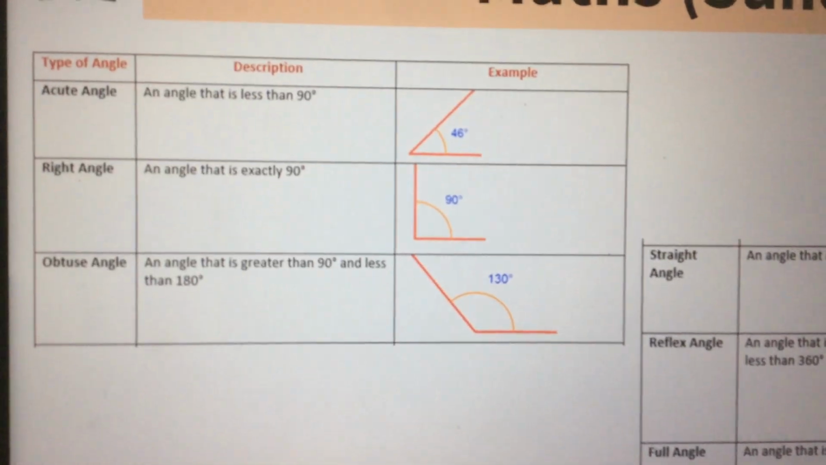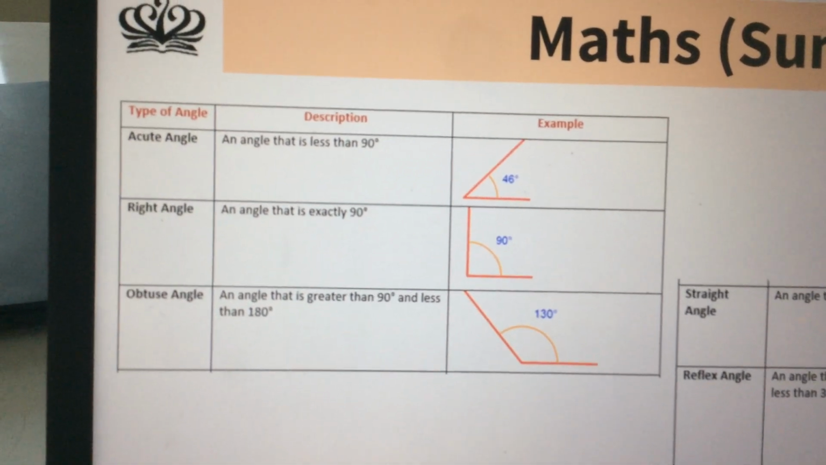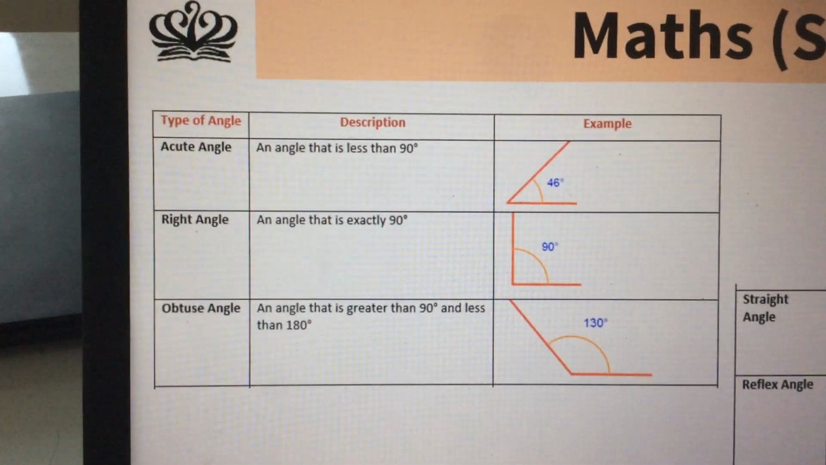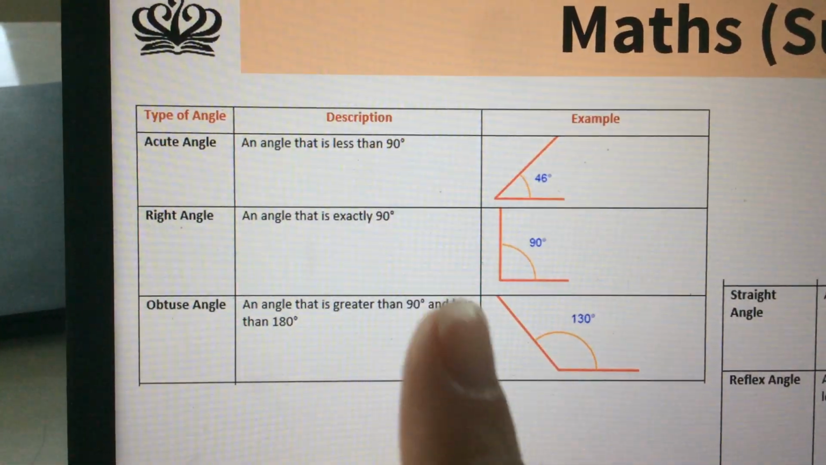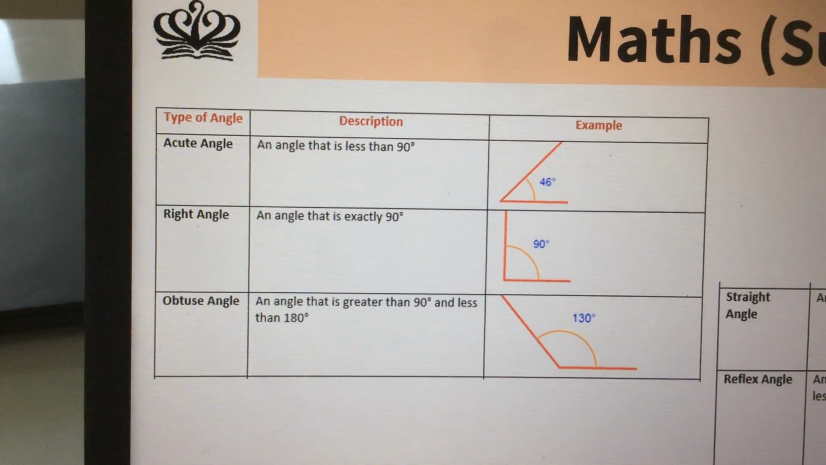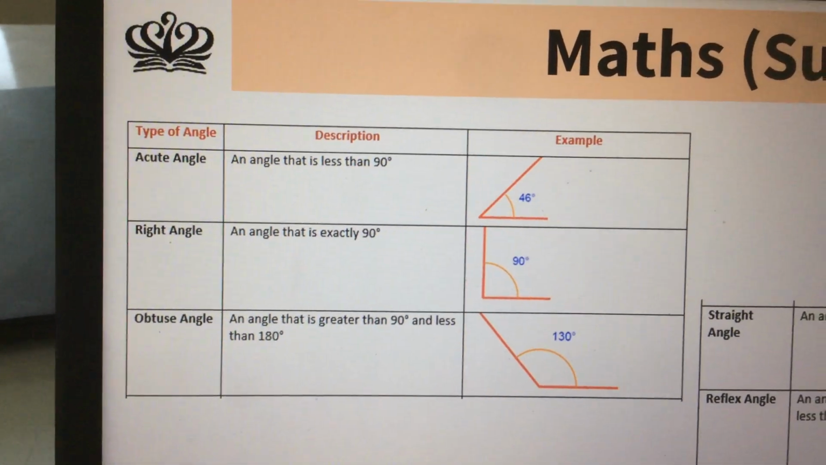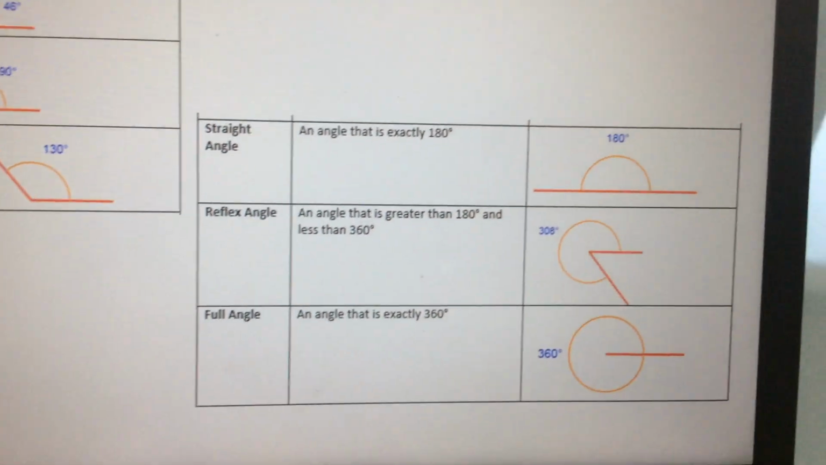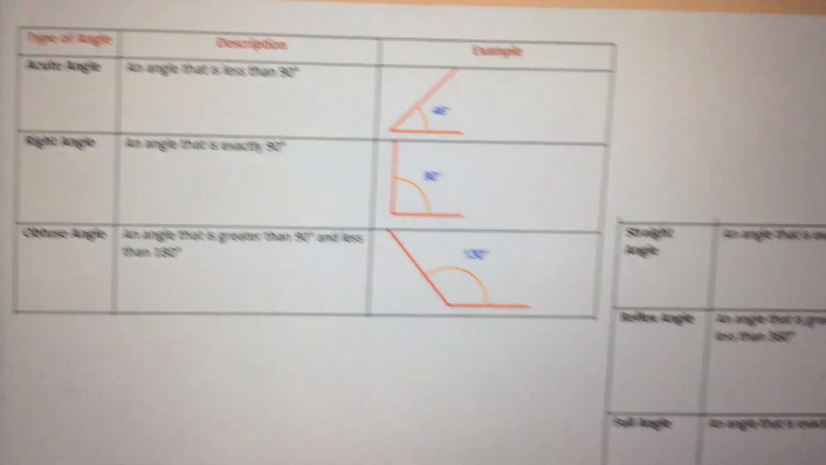Okay, so an acute angle is an angle that is less than 90 degrees. So that's anything from 1 degree to 89 degrees. A right angle is exactly 90 degrees. Okay, so we have those two straight lines meeting at a right angle. An obtuse angle is greater than 90 but less than 180. Okay, and let's look at some more. So those ones you might be familiar with already, or you might have been reminded of.